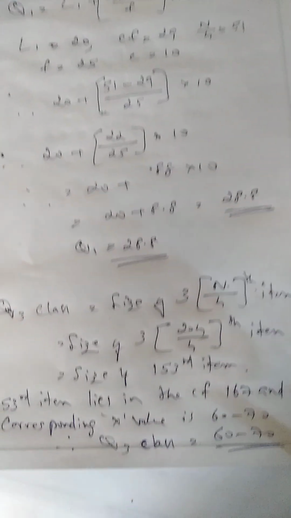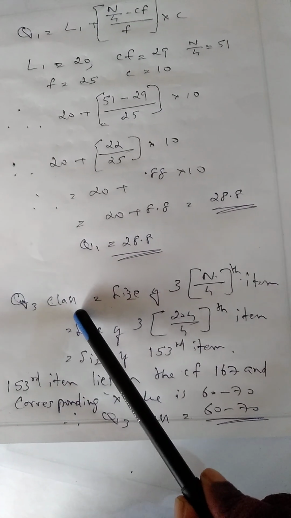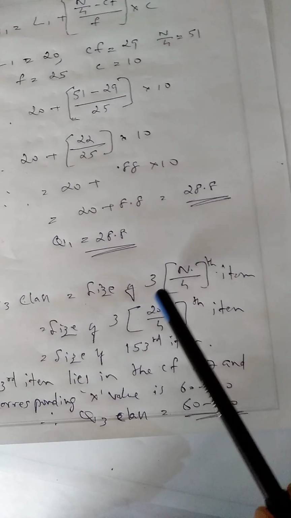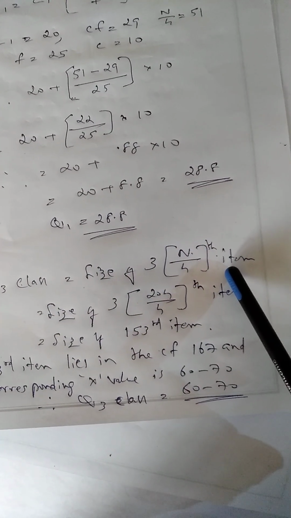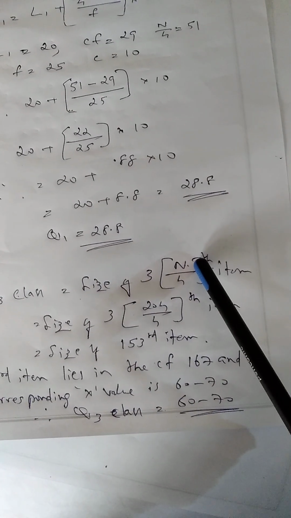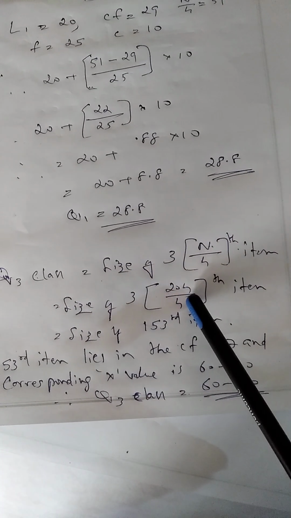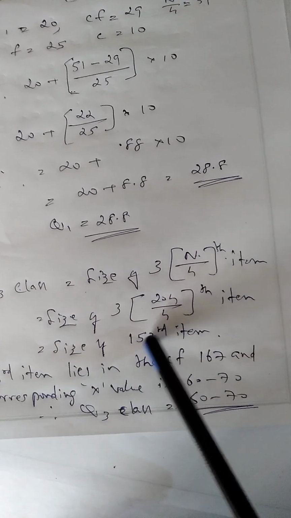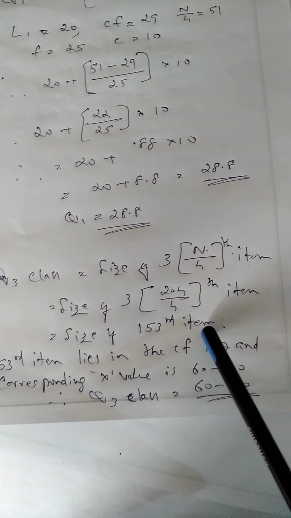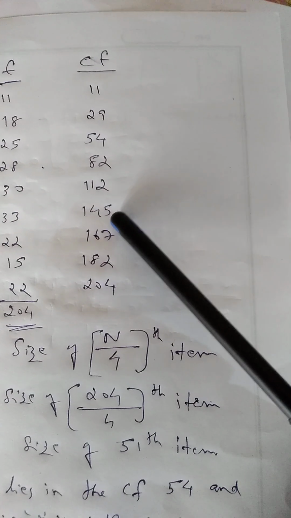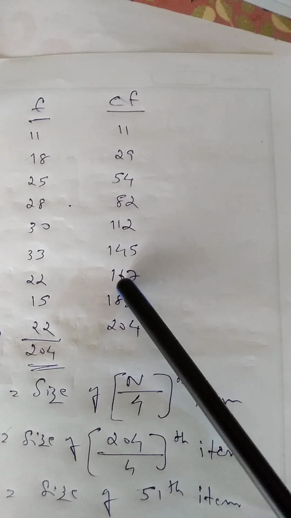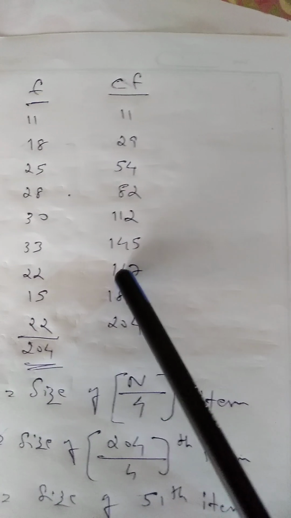Okay, now we are moving to find out the Q3 class. Q3 class is equal to size of 3 into n by 4th item. Therefore size of 3 into n by 4, where the value of n is 204, we know that. So 204 divided by 4, into 3, gives 153. So size of 153rd item. Now we look into the cumulative frequency, that means in which cumulative frequency this 153 is covered. When we look into that, this 167 can cover 153, isn't it?